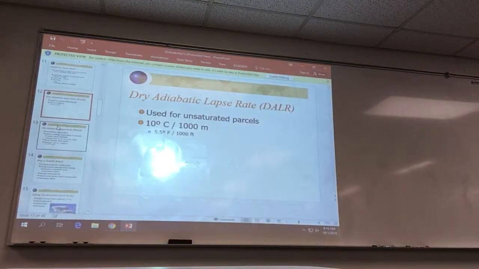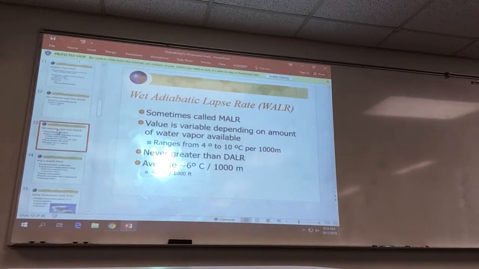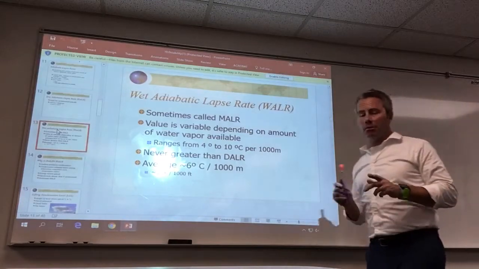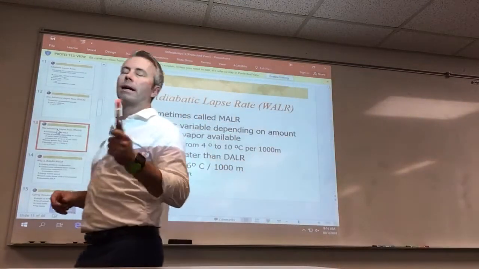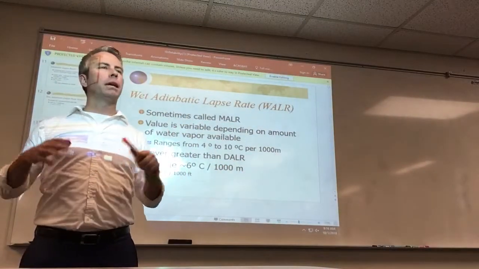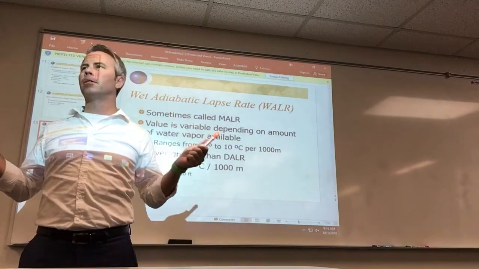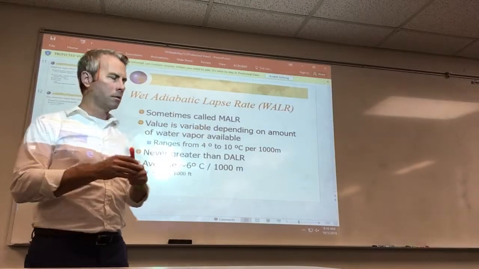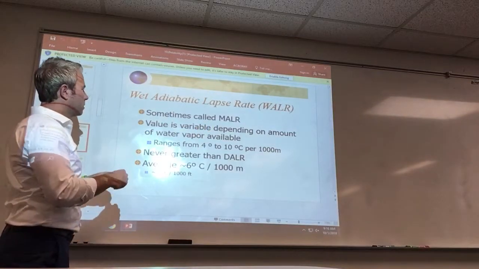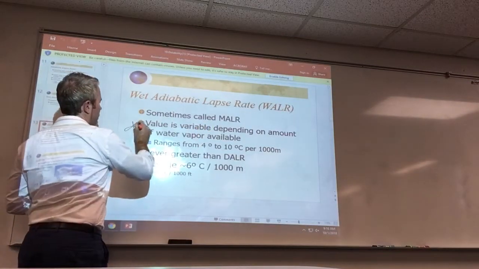And that's where we use the wet lapse rate. Okay? And here's the trick to this one. Whereas the dry lapse rate is basically every 1,000 meters you go up or down, you change your temperature 10 degrees, very simple. This one here, notice, very important part right here.